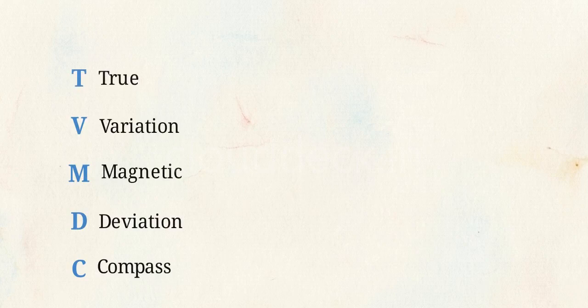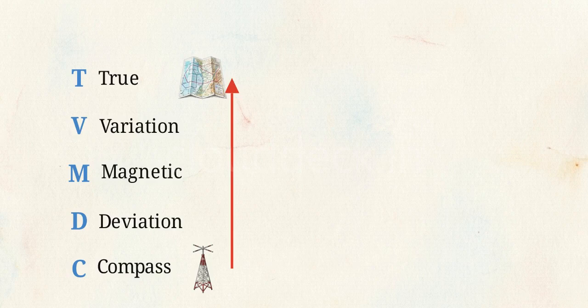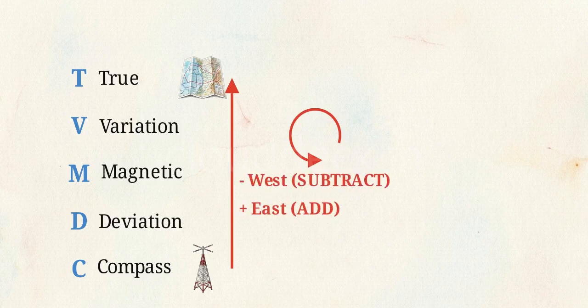In the cockpit, you often need to do the exact opposite. If ATC asks for your true heading, you have to calculate upward from your compass back to the map. When you move up the TVMDC chain, every mathematical rule inverts. You must now subtract west and add east.